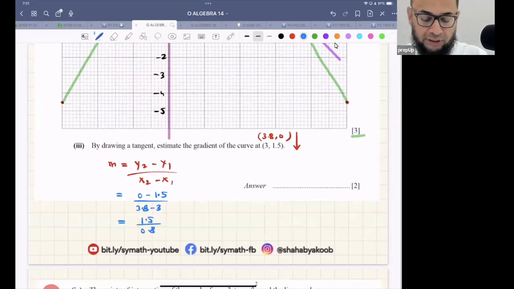So I can use a simple phone calculator for this. So 1.5, hold for a second.